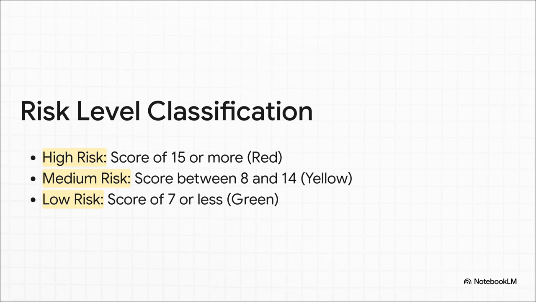And once you have that score, you can use really simple rules to classify it. So in this system, anything with a score of 15 or higher gets classified as high risk, and you guessed it, colored red. A score between 8 and 14 is medium. That gets a yellow. And anything 7 or below is low risk, colored green. Just like that, you've created a universal language for risk that anyone in the company can understand.